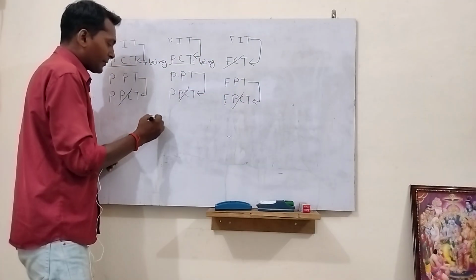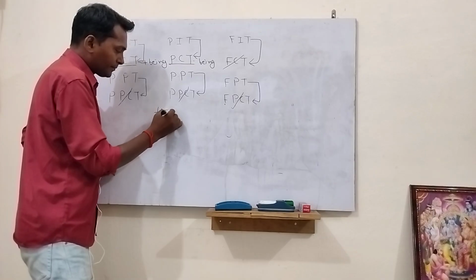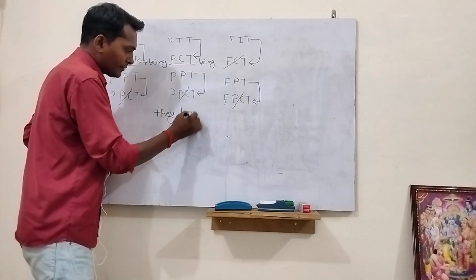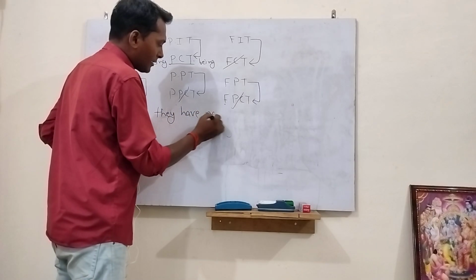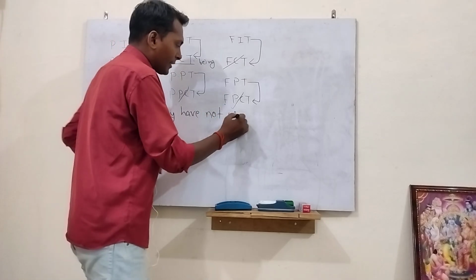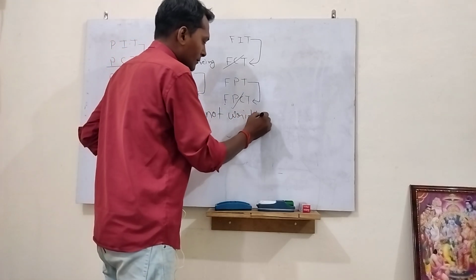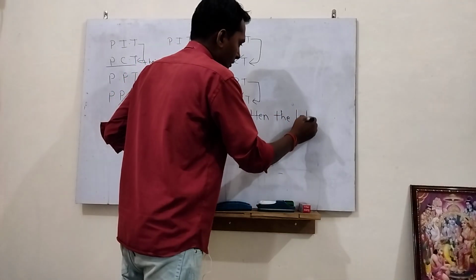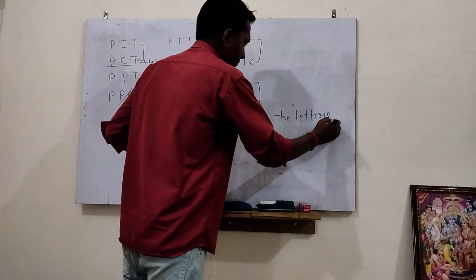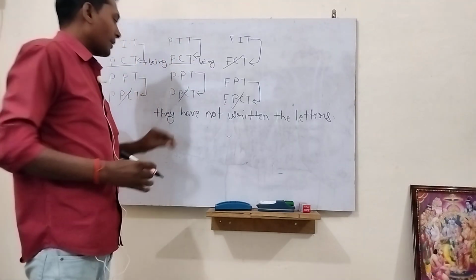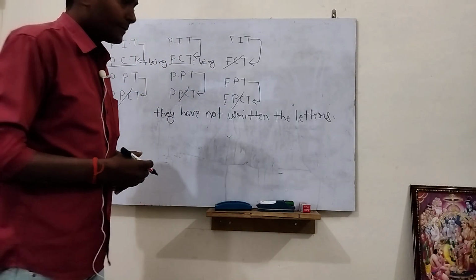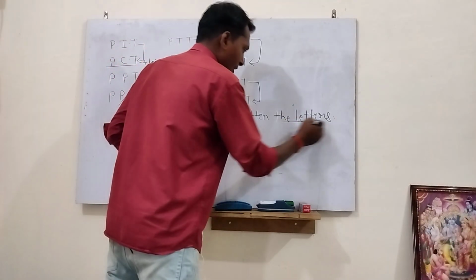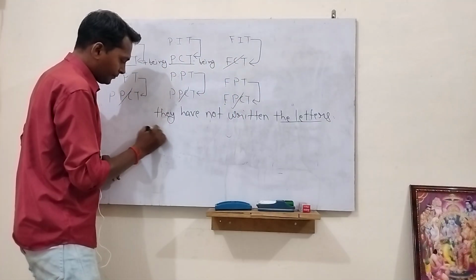This one, if you say that they have not written the letters, we'll take this, written the letters. They have not written the letters. So what is the object? The object is the letters.